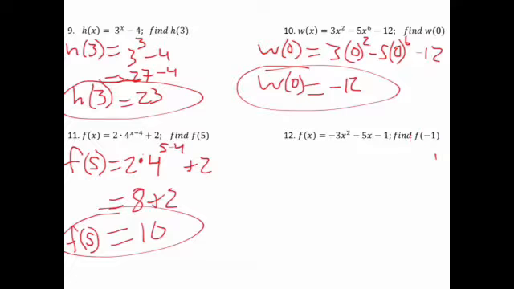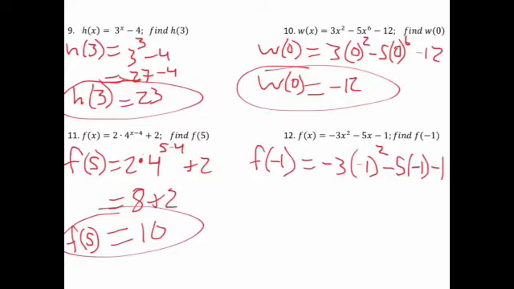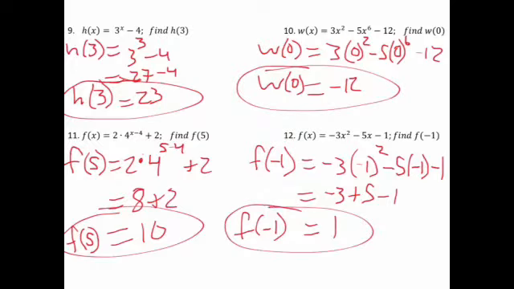Moving on to the next part, we have a negative 1 in the parentheses, so we need to take negative 1, put it where those x's are. So f of negative 1 is going to equal negative 3 times negative 1 squared minus 5 times negative 1, and then subtract 1 on the end. Negative 1 squared is positive 1, so negative 3 times positive 1 is going to give me negative 3. Negative 5 times negative 1 is going to be positive 5, so we're going to add 5, and then we got the subtract 1 on the end still. Negative 3 plus 5 is 2, minus 1 is going to be 1. So f of negative 1 is going to be 1.